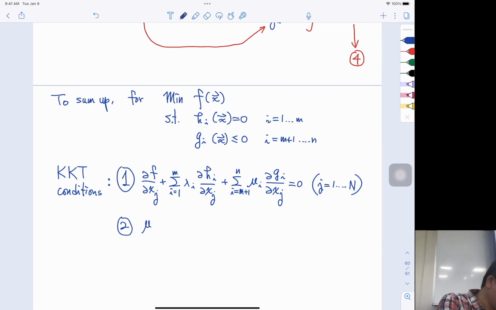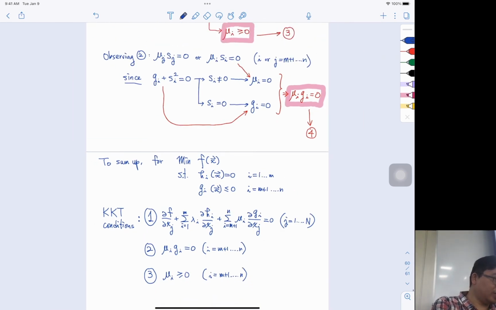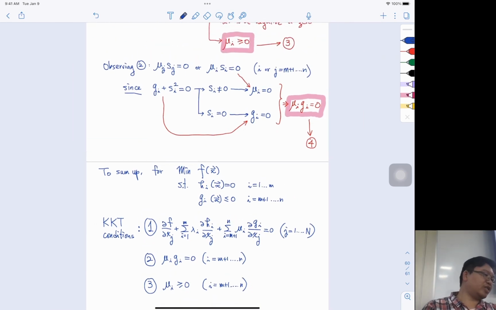mu I gi equals to 0, where I ranges from m plus 1 to n. The third condition, all the mu i's to be positive, same range, and that's the KKT conditions. How about the second one?